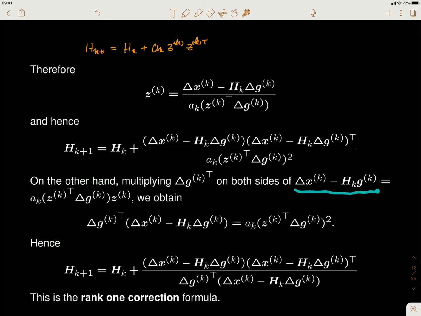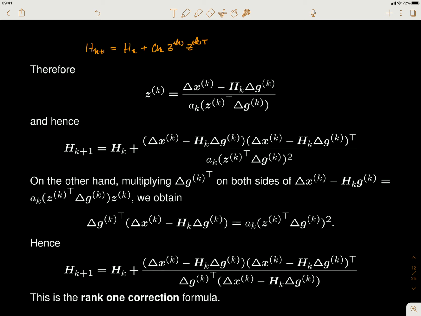So this is the equation I just had from the previous slide. When I multiply the delta GK transpose, the left-hand side is this. In the right-hand side, these two are both scalars. Only this is a column vector. But when I multiply a row vector from the left to this, I will get a scalar. And that is the same scalar as this one, which is the inner product of the two vectors. So that's why I have just the square of the inner product of these two vectors.